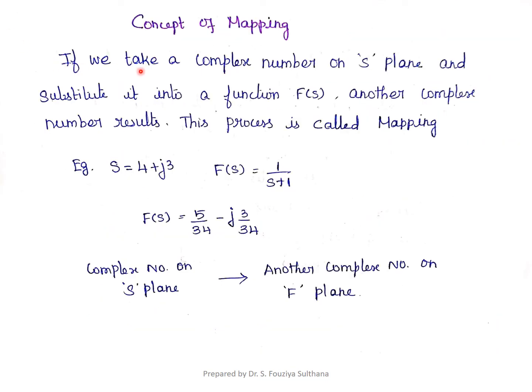If we take a complex number on the S-plane and substitute it into a function f of s, another complex number results. This process is called mapping. For example, take s equal to 4 plus j3 and a function f of s equal to 1 by s plus 1. When you substitute the value of s in the function f of s, you will get another complex number. So a complex number on the S-plane is converted into another complex number in the F-plane. This is called the concept of mapping.